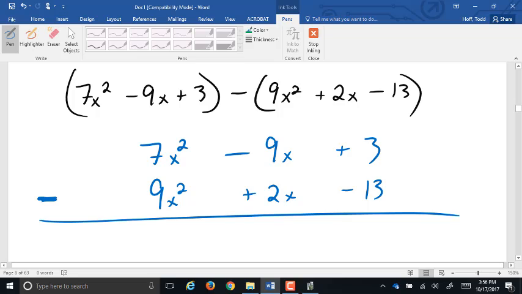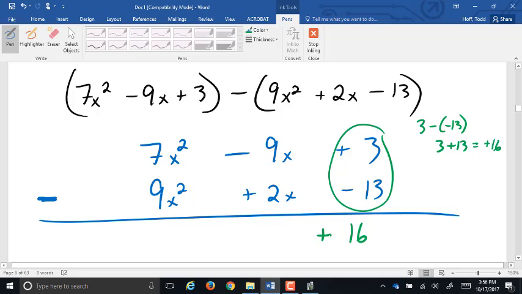So when I'm doing this, I like to write them off to the side. This is 3 minus a negative 13. When you're just looking at it in the columns like that, it's often easy to miss the double negative. 3 minus a negative 13 is the same as 3 plus 13, which is positive 16. And since it is positive, I am going to put a plus in front of it so that it stays linked in my polynomial.